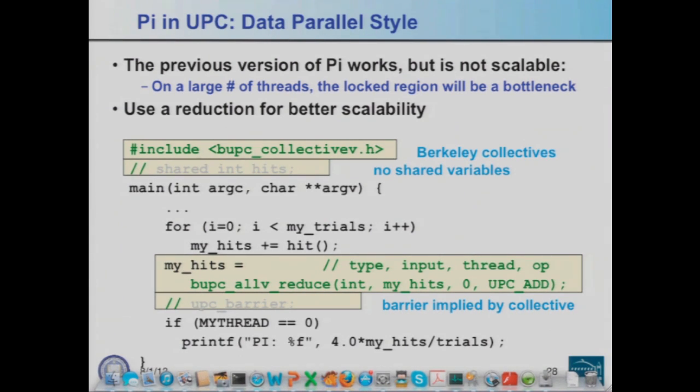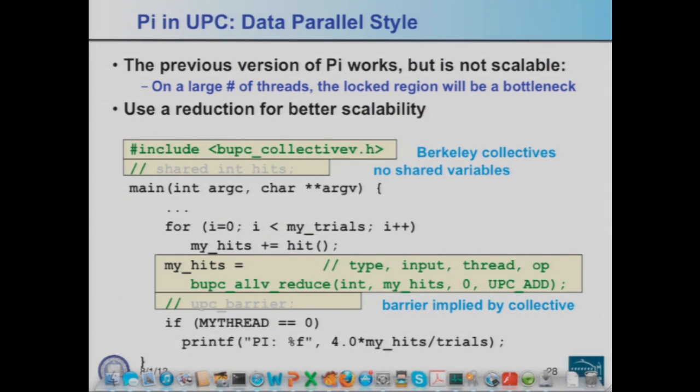It says I want to reduce an integer, a set of integers. The integer that each thread is putting into it is the my hits integer, and thread 0 is the one that's going to get the answer at the end, and we're going to do an add operation to combine the results together. So that's how you have the type, the input, the thread, and the operation that you're performing, and the result that comes out of reduce is returned by it. It's a little hard to see maybe because of the line wrapping there, but my hits on thread 0 is actually going to get the answer, so you can print out my hits at the end.